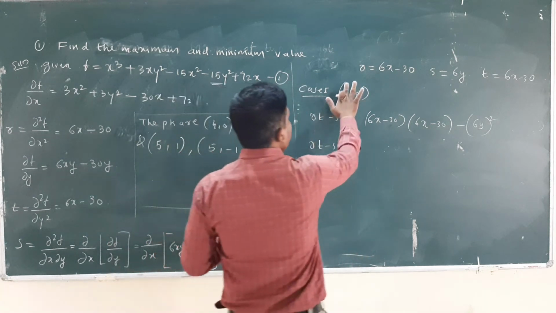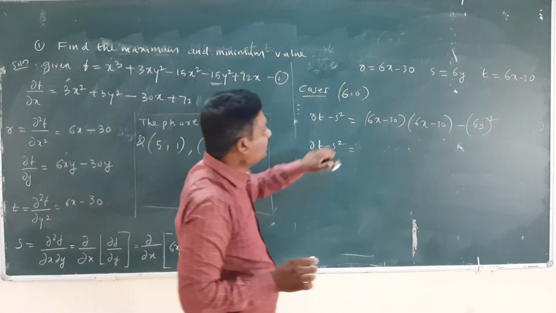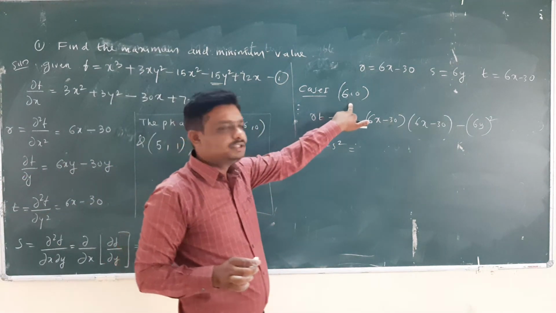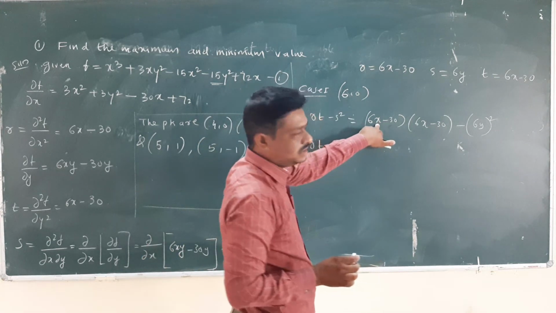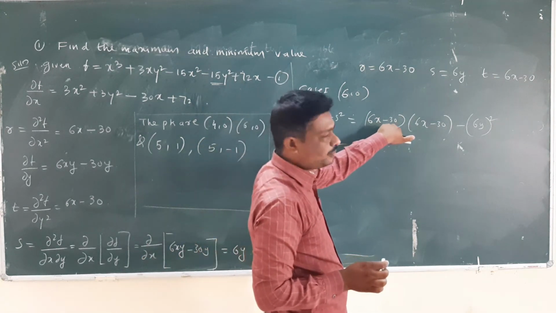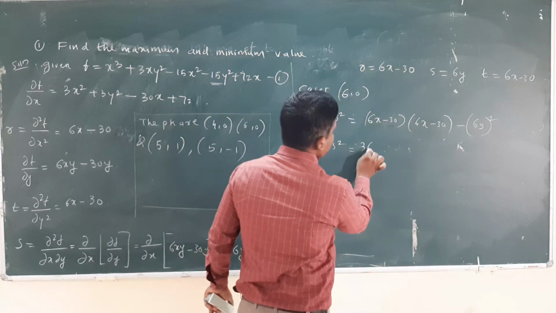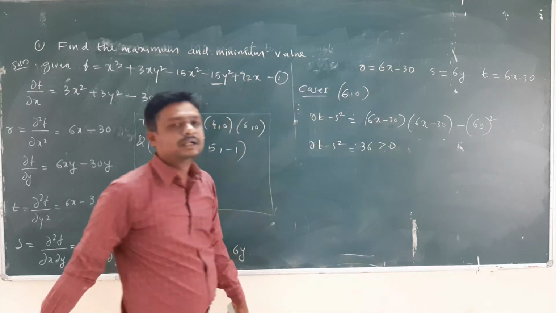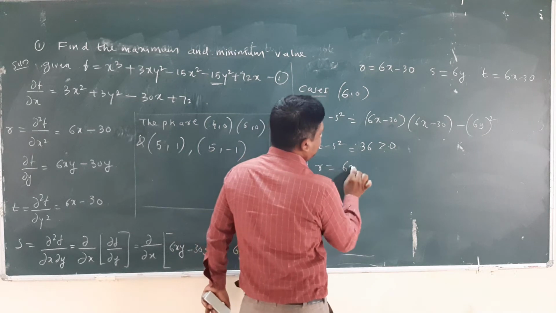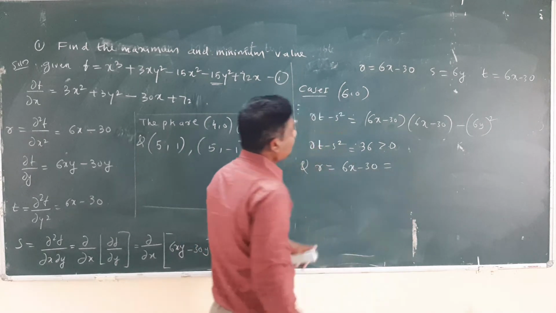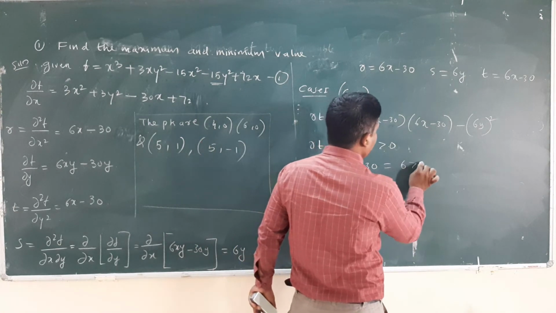The second point is (6, 0). Now I will verify what the status is at the point (6, 0). So now I put x equal to 6 here. So this becomes 36 minus 6, positive 6. Again this becomes positive 6 and y is 0, this becomes 0. So this is 36 and it is greater than 0. And r is equal to 6x minus 30. 6 into 6 is 36, so remaining is positive 6.